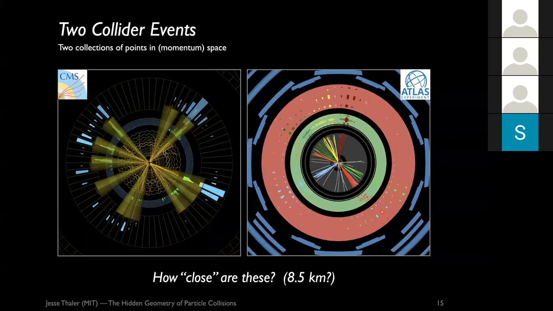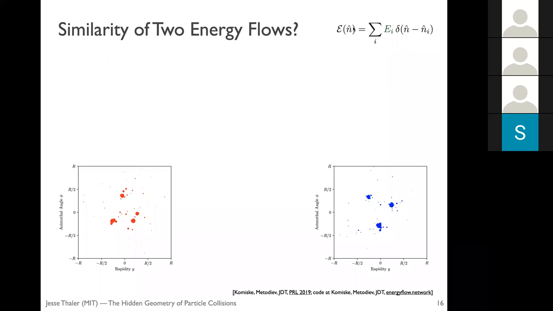But here we notice that these are topologically similar events. This is a multi-jet configuration. This is a multi-jet configuration. We have a bundle of particles over here. We have a bundle of particles over here. There's some similarity between these two events, and we would like to give a number to how similar these two events are to each other. As I said, I'm going to be focusing just on energy flow. So really what I'm talking about is the similarity of two energy flows.